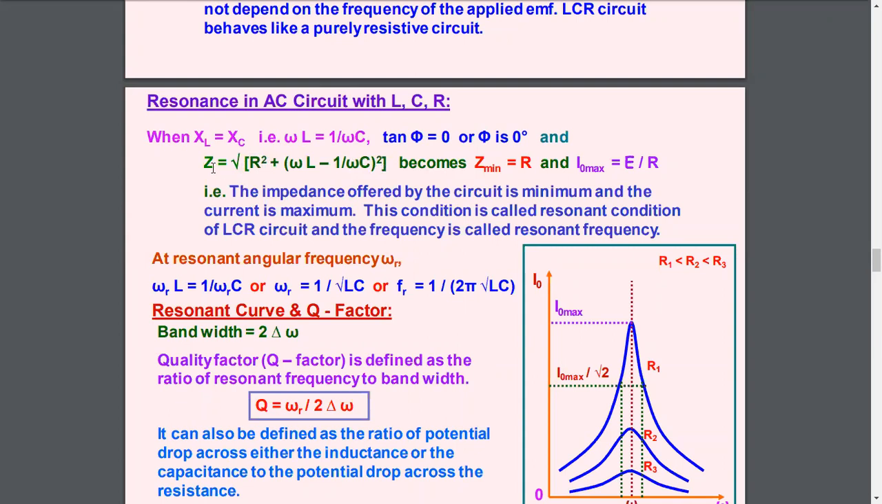In that case, impedance becomes minimum, and the minimum value of impedance offered by the LCR circuit in the resonance state is just equal to the resistance of the resistor connected in the LCR circuit. And when impedance becomes minimum, current amplitude becomes maximum. That is, I naught max equals EMF divided by Z, and the value of Z is here R. So the impedance offered by the circuit is minimum and the current becomes maximum. This condition of the LCR circuit is called the resonant condition, and the frequency is called the resonant frequency, for which impedance becomes minimum and current becomes maximum. And the LCR circuit behaves as a purely resistive circuit.